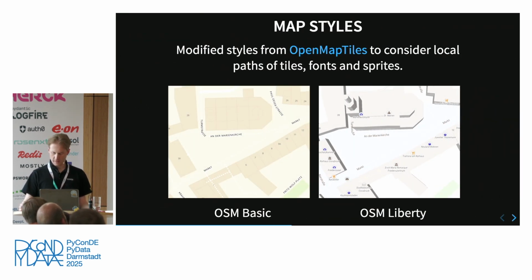When using vector maps, as mentioned, the map is rendered in the browser. The style file defines how and whether features from the OpenStreetMap file are displayed. For the offline version, I had to modify the style files so that they consider the local path of the tiles, the fonts, and the sprites, rather than referring to somewhere in the internet. And what are the sprites? They are these icons you can see here on the right side.